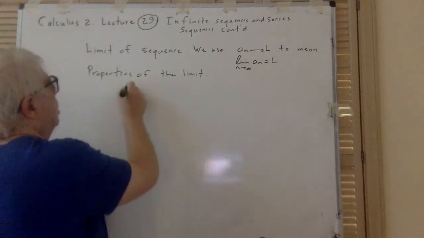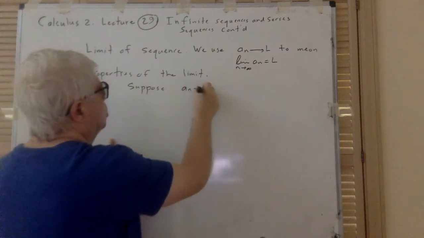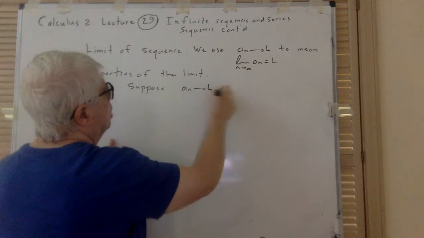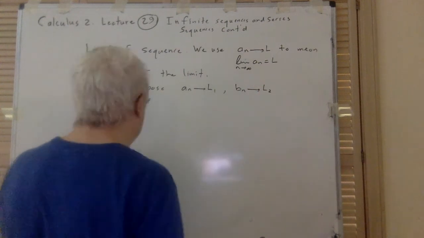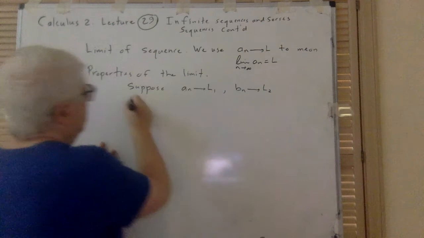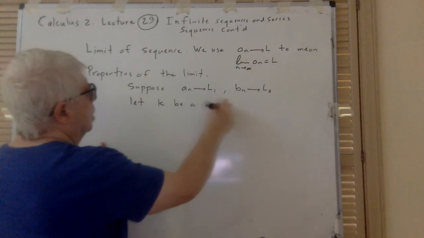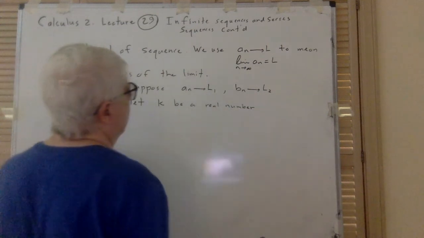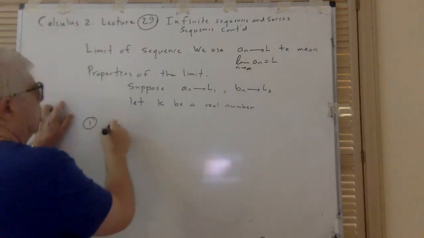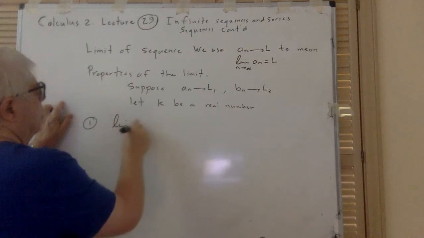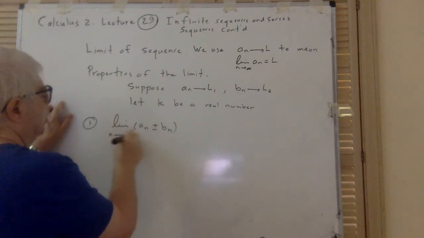Okay, so properties of the limit say, suppose an goes to, say, some L1, and bn goes to L2, right? And let k be a real number. Now what do we have? Well, what happens to the limit of an plus or minus bn as n goes to infinity?